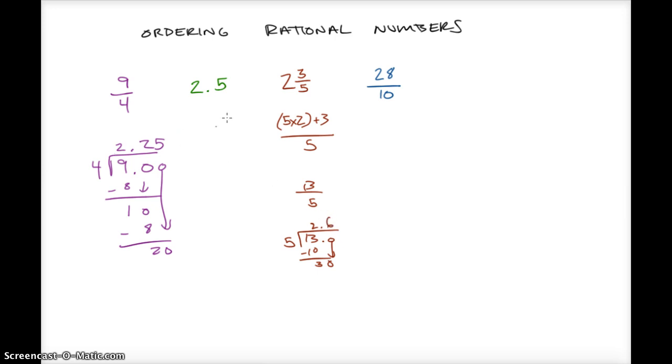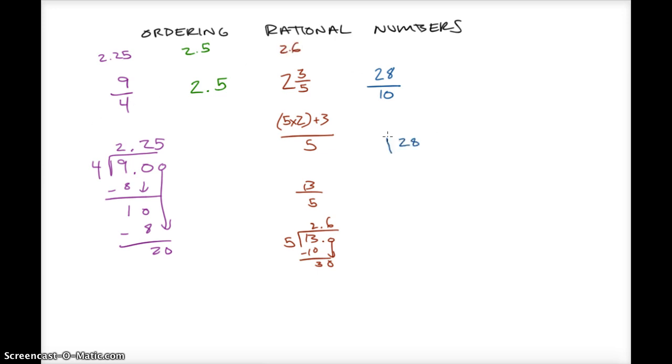So I've got 2.25, 2.5, 2.6. I'm going to rewrite these decimals right above them. 2.25, and I'll write this one just for consistency's sake, 2.5, 2.6, and my final one, 28 tenths.